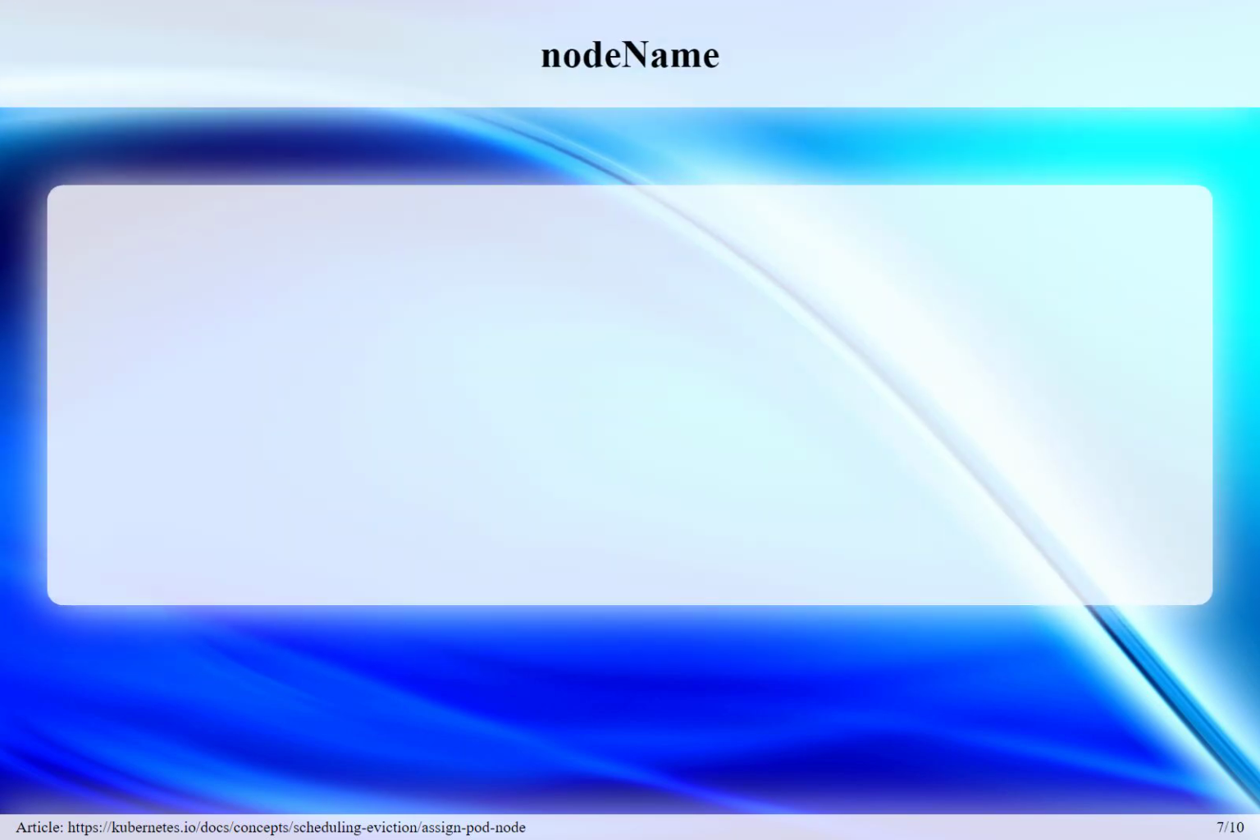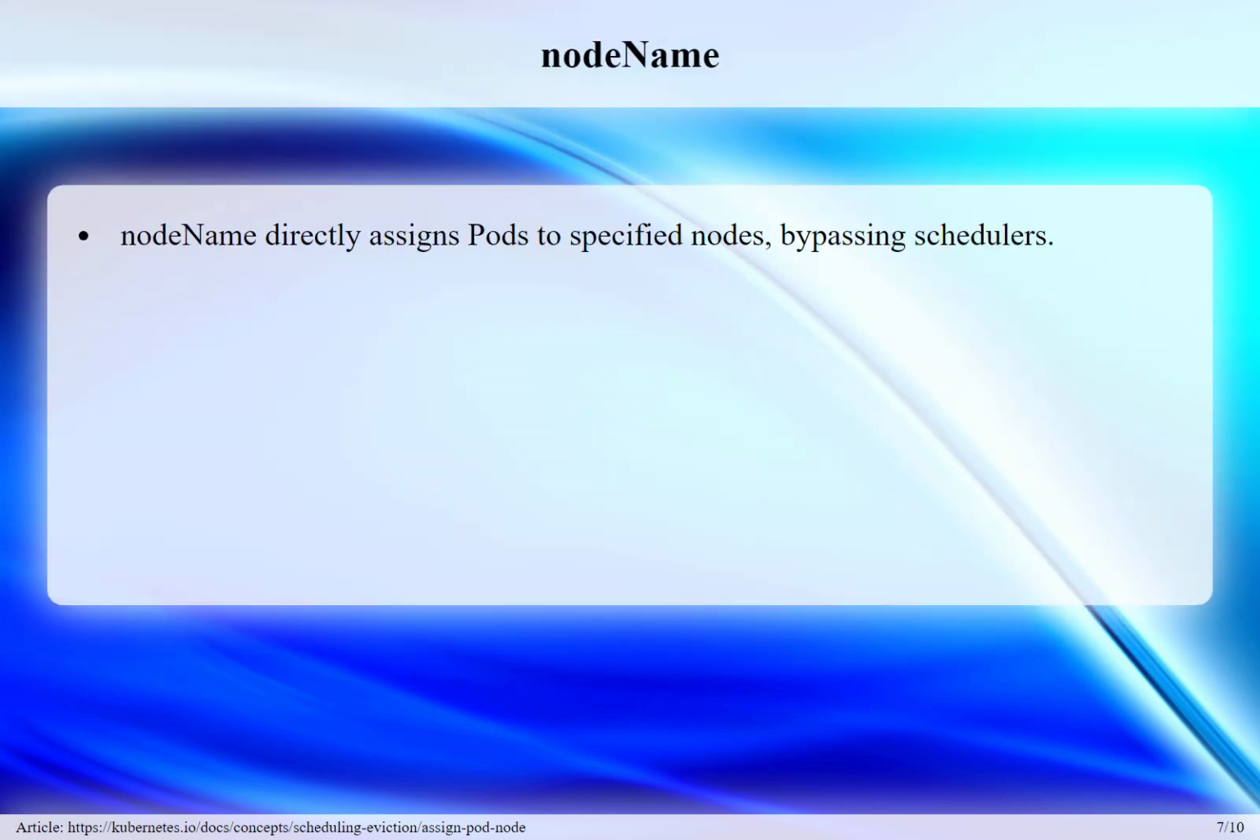Node name. The node name field in a pod's spec offers a direct method for node selection, allowing a pod to be scheduled on a specific node. This overrides nodeselector and affinity rules. Unlike nodeselector, if the designated node name isn't available, the pod won't run, possibly being deleted if unavailable.